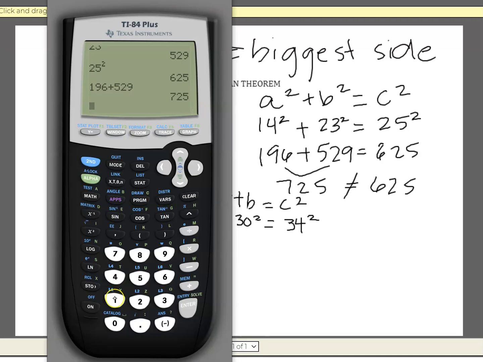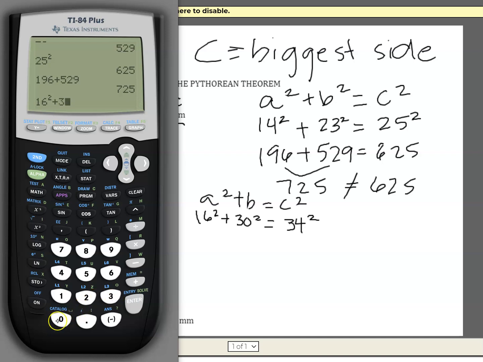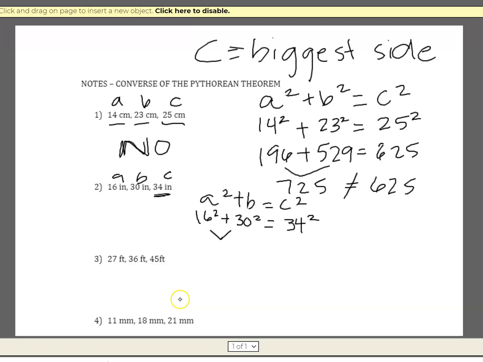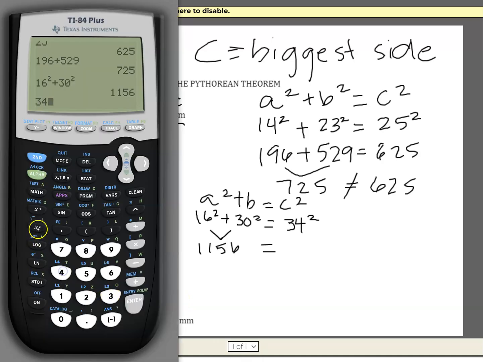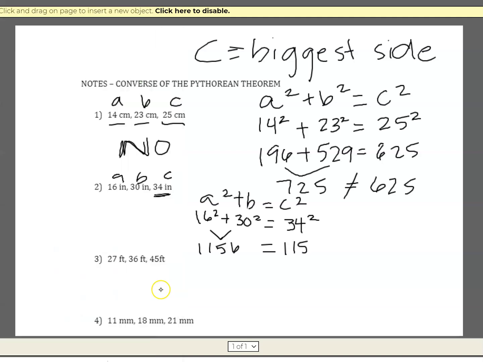16 square. Now you can also do 16 square plus, and just go ahead and put it here, plus 30 square. So these two equal 1156. And then you do the other side, 34 square, 1156. So does this equal a right triangle? 1156, does it equal 1156? Yes, it does. So this one is a right triangle.